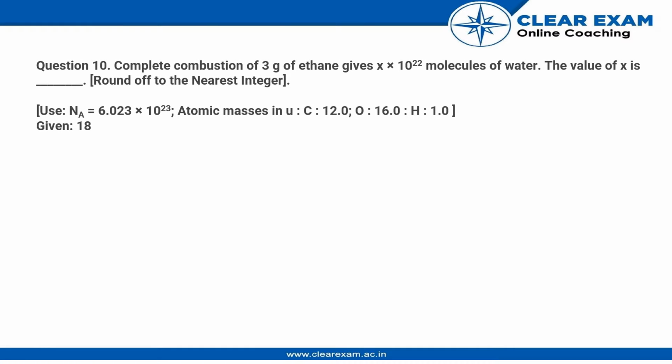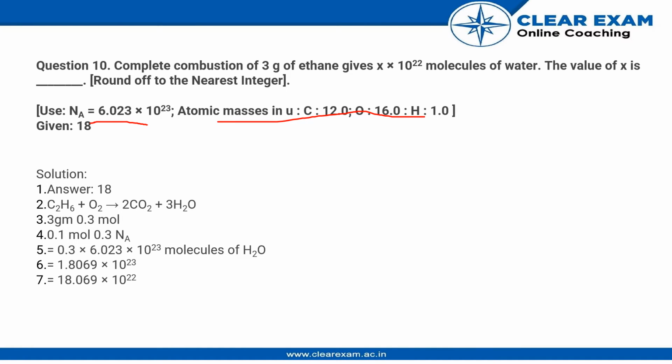Hello students, here is the question. Here we have the complete combustion of 3 grams of ethane which gives x into 10 to the power 22 molecules of water. The value of x is? So we have Avogadro number over here, atomic mass of carbon, oxygen, hydrogen is given to us. What we have is that ethane is completely combusted to give us x into 10 to the power 22 molecules of water.